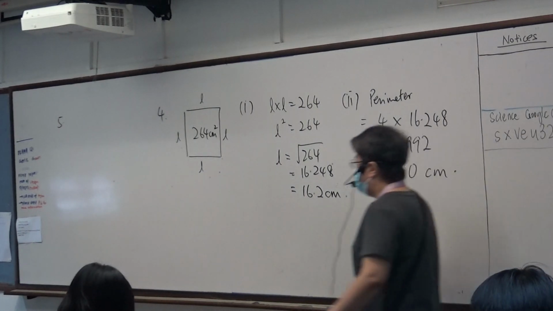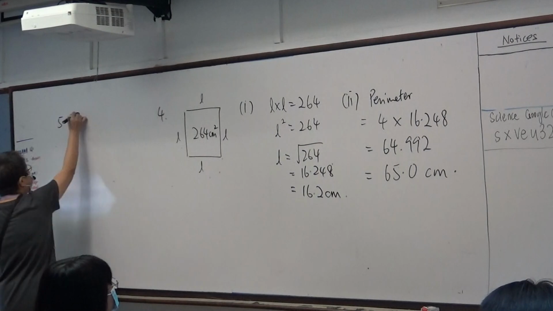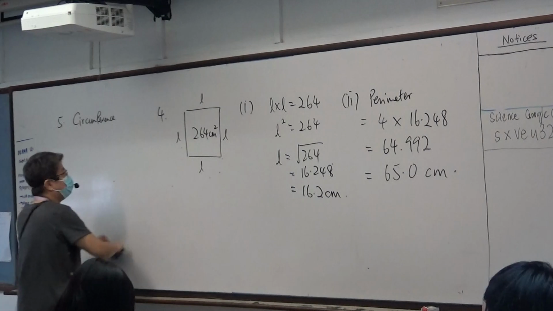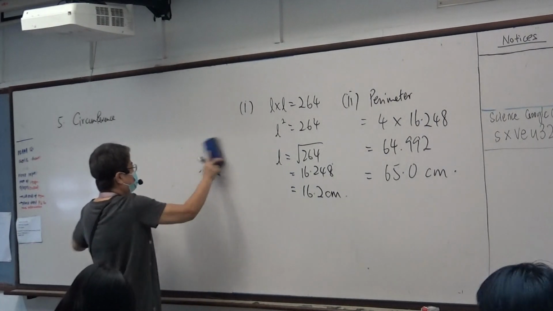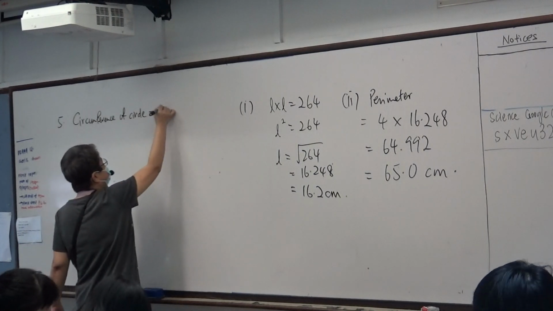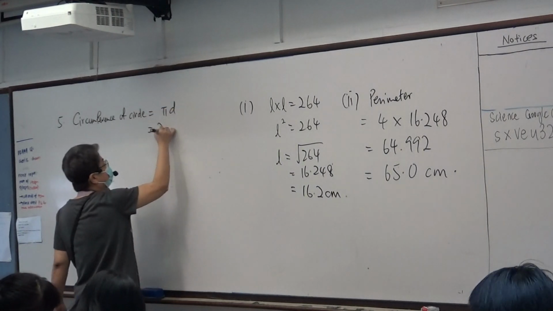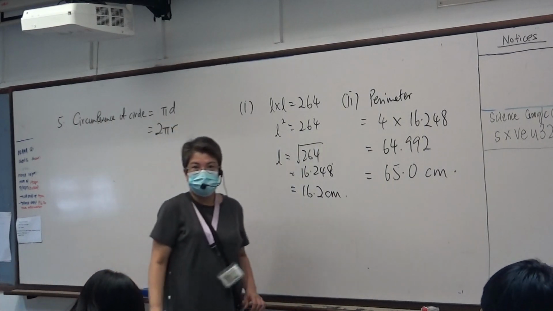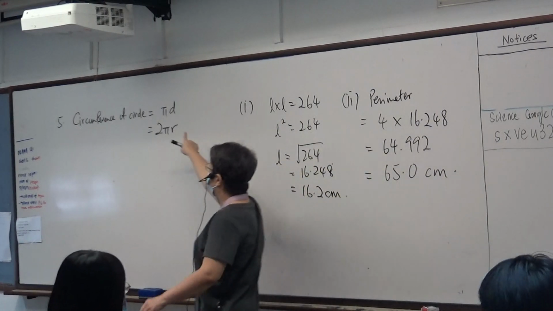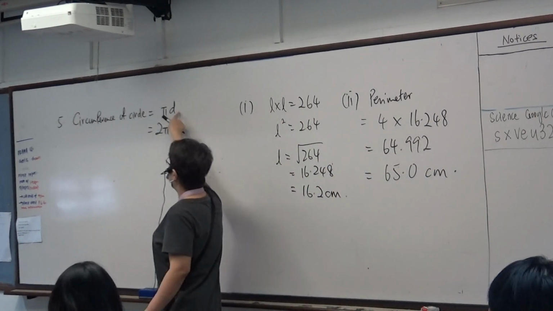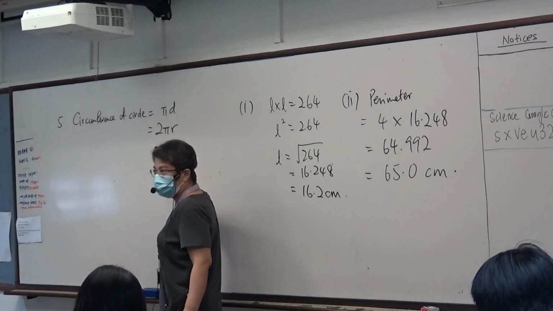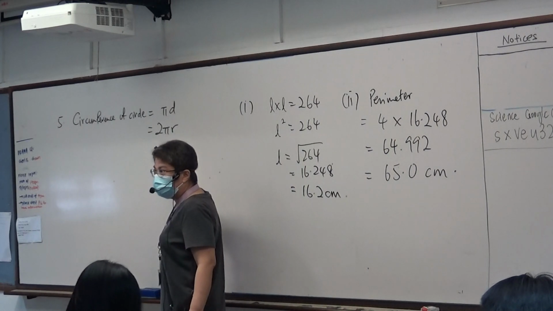Circumference and area. Now, I want you to write down the formula first. Circumference of a circle, the formula is either pi d or 2 pi r. What's pi d? D is the diameter. How come this 2 is equivalent? Because diameter is how many radius? 2 times the radius. Can you see? I think your parents will actually tell you that.